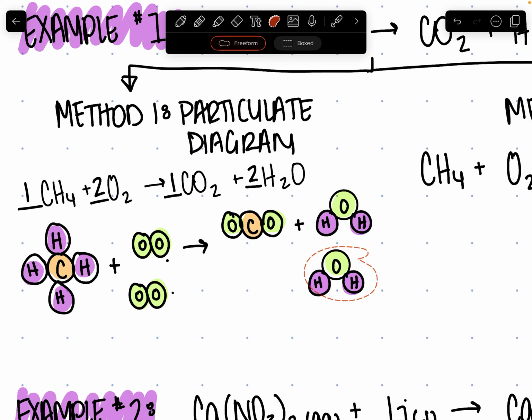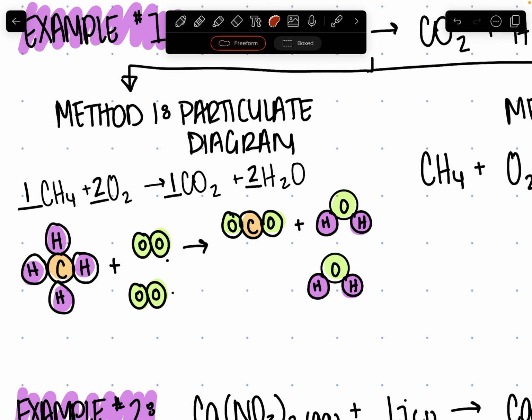So you never want to draw your particulate diagrams with something like that, where all of those atoms are going to be touching, because that's going to indicate the formula for this would actually be O2H4. Everything would be bonded, and that's not what we're making. That's not one of our products. So if you're doing the particulate diagram method, make it super obvious what's bonded and what's not.